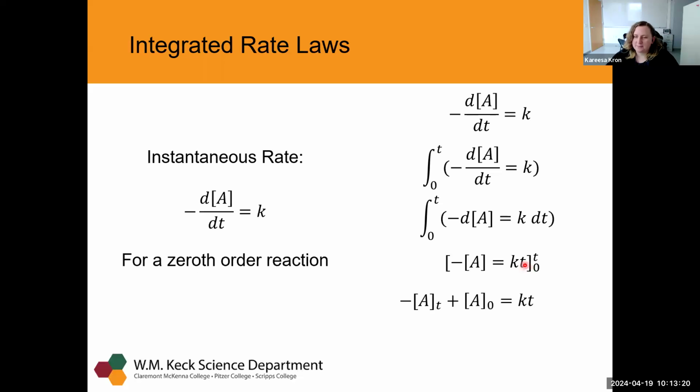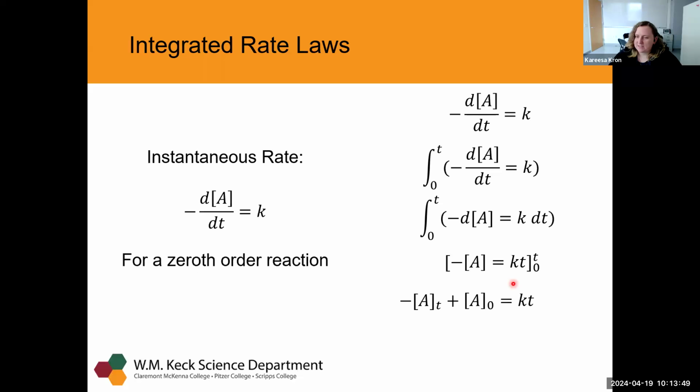And so when we do this, we get negative A of t plus A naught, or the initial concentration, is going to equal kt. And so all I've done here is I've plugged in how A depends on t, how A depends on the initial condition, and then I plugged in t and 0 over here, but the 0 term disappears because it's kt minus k times 0.